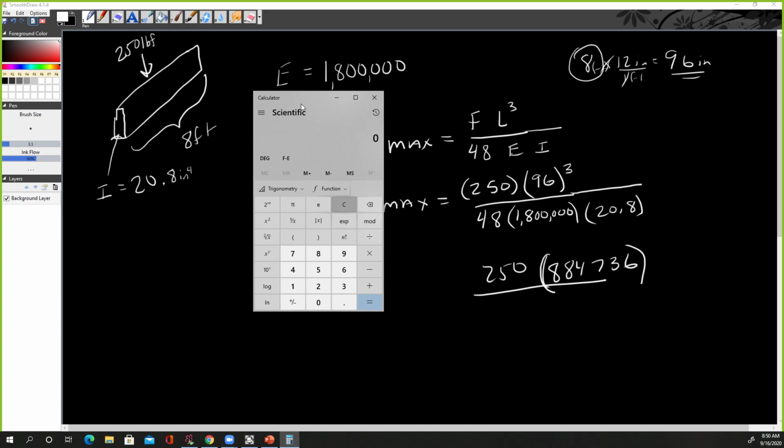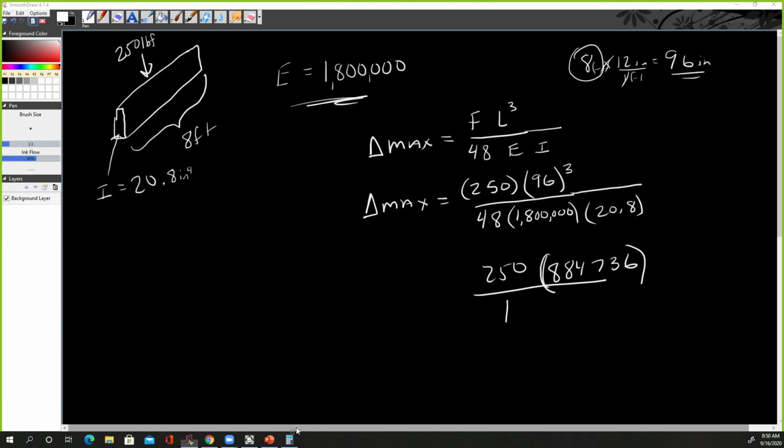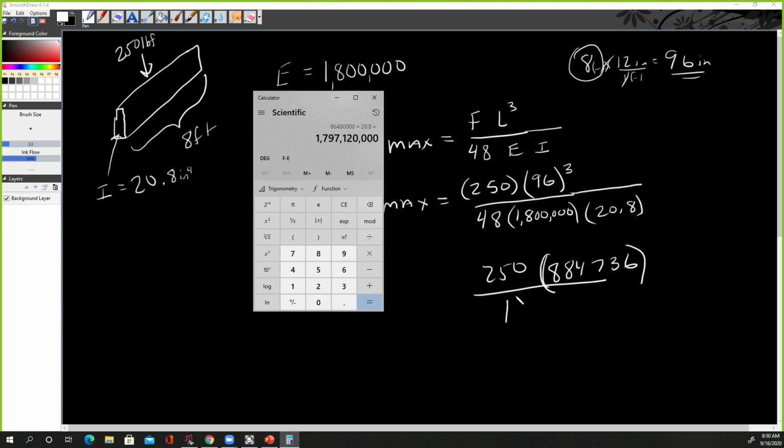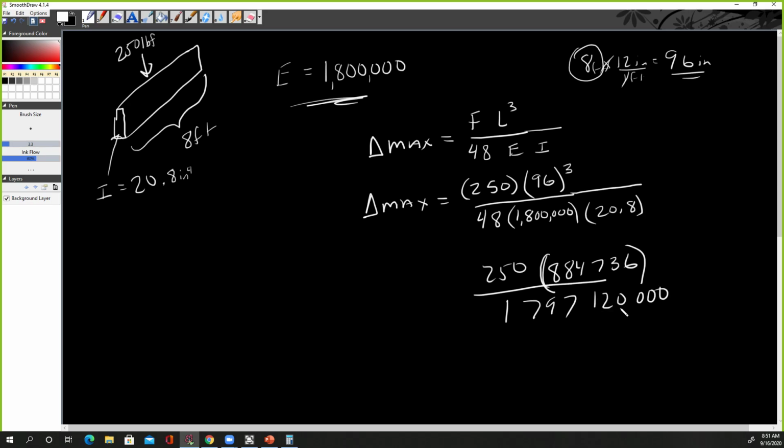Let's clear this out. And we'll go 48 times 1/8. I think I went too far there. I get too happy with those zeros. There we go. So I did 48 times 1/8. Then we're going to times it by the 20.8. And then I get, whoa, that's a big number. What is it? 1,797,120,000. That's a big number.